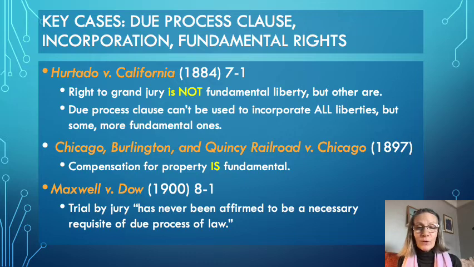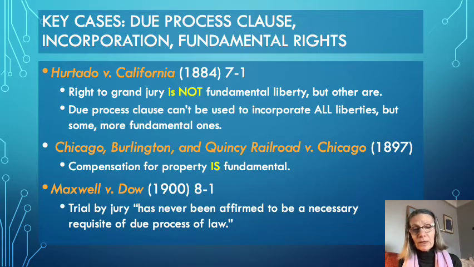And they said that their right to just compensation from the Fifth Amendment was violated, and that the due process clause applies that to the states. And the Supreme Court agreed. They said compensation for property is a fundamental liberty, and that states could not violate that fundamental liberty in the Fifth Amendment. And so that is the first liberty that's incorporated to the states.